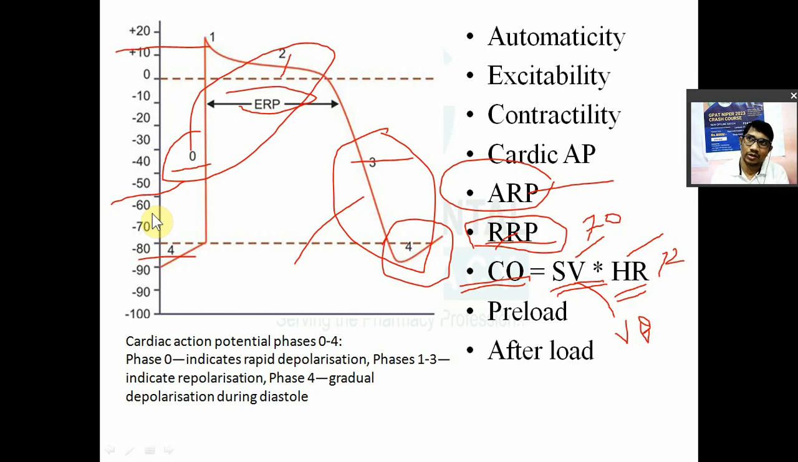Now what happens in congestive cardiac failure? I will explain. Before that, these two terms: preload and afterload. What is preload? Pre means first, and after means later; pre comes first, after comes later. Preload means whatever blood is coming to your heart, that is the preload. Where does it come from?